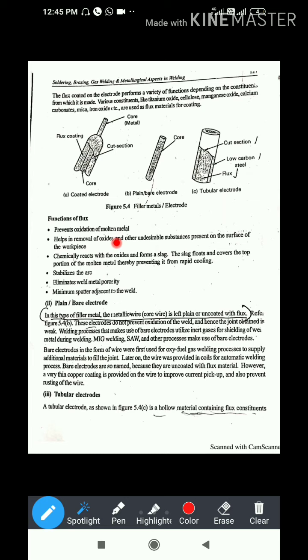Minimum spatter adjustment to the weld. So the minimum spatter is adjusted to the weld by the flux. So these are the important functions of the flux.